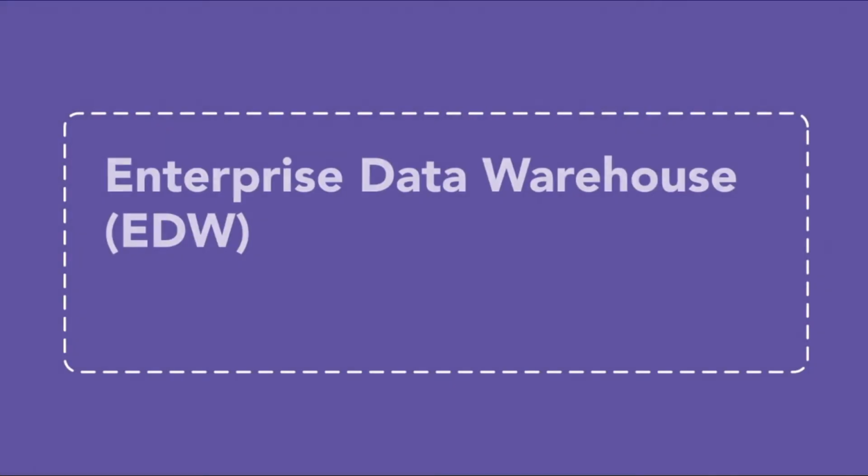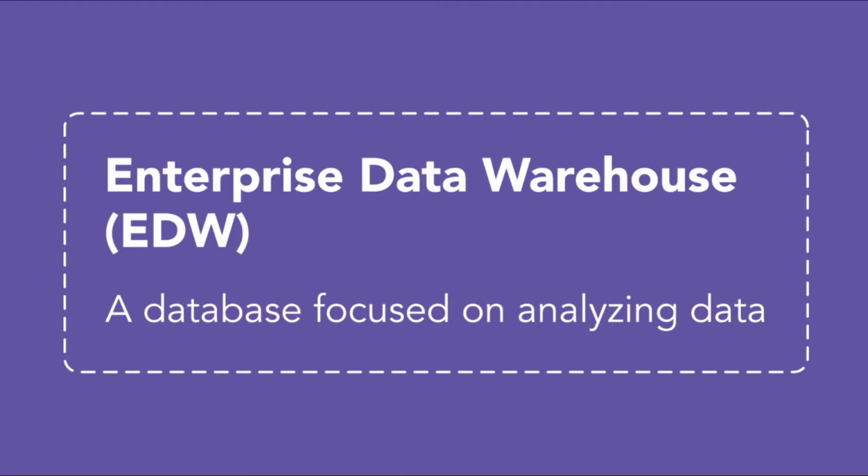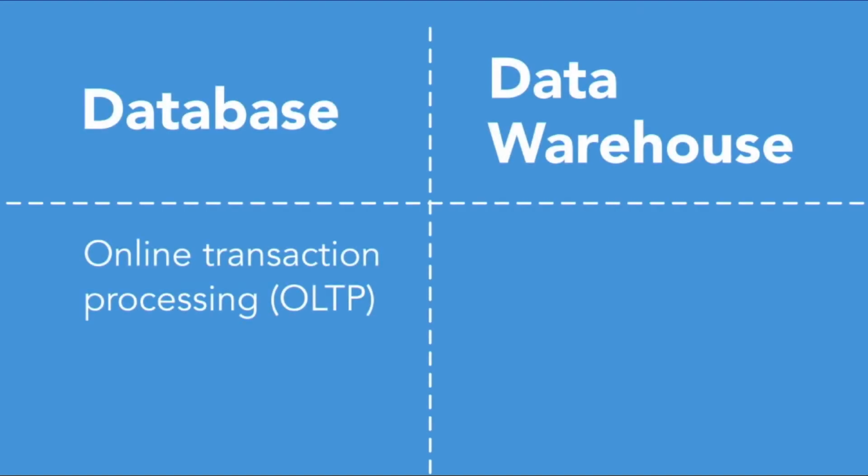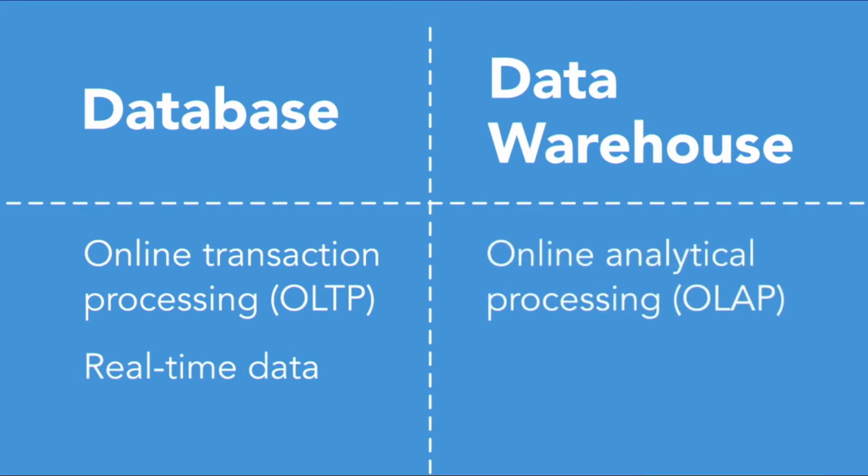An enterprise data warehouse, or EDW, is a special type of relational database that focuses on analyzing data. Traditional databases are optimized for online transaction processing, or OLTP. A data warehouse is used for analytical processing, or OLAP. Think of it this way. The typical database is focused on working with data in real time. A data warehouse is focused on analyzing what already happened.